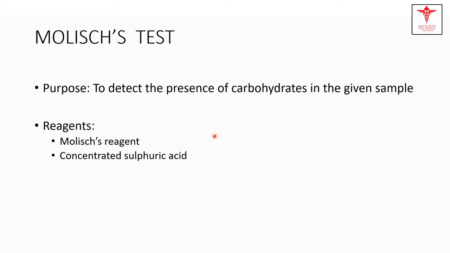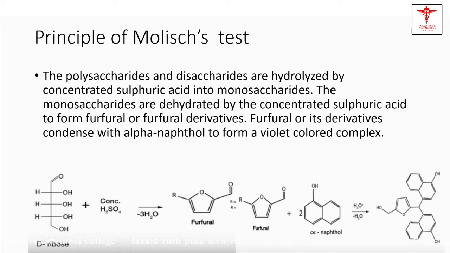So we begin with Molisch's test. The purpose of this test is to detect the presence of carbohydrate, whether the given sample contains a carbohydrate or not. And the reagents used in this test are Molisch's reagent and concentrated sulfuric acid. Now it is very important that you must know the purpose and the principle of the test.